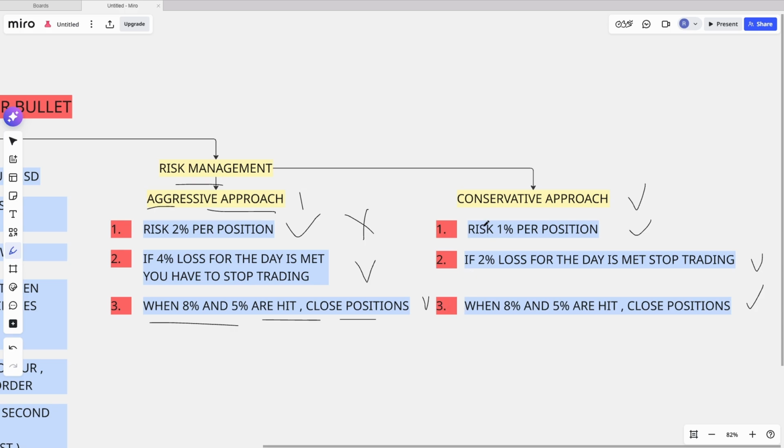Now the conservative approach, or the slow approach. Here, I want you to risk 1% per trade, and I don't want you risking more than 2% per day. That means 2 losses in a day, and you're done for the day. Basically, in both cases, I want you to take only 2 trades per day. Same thing for profits. Once you make 5 to 8% of your risked amount, you're done. Now let's move on to the charts and look at some examples.